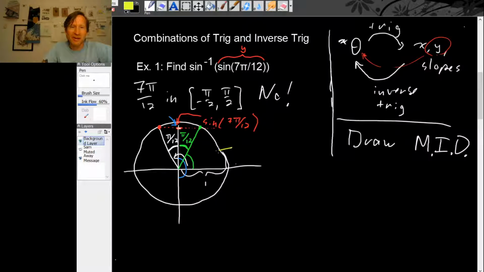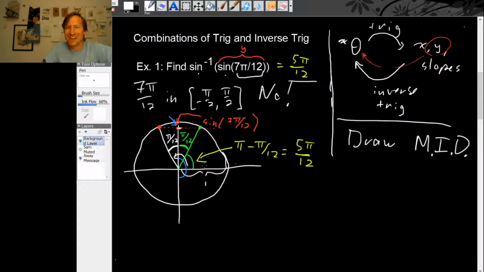But the angle that we want down here, it's a right angle minus pi over 12. So that's pi over 2 minus pi over 12. And that's 5 pi over 12. Okay, so this is 5 pi over 12. So the moral of the story here is that this angle, 7 pi over 12, sine turned it into a y coordinate, inverse sine turned it back into an angle. And we just had to be careful to get the right angle for this y coordinate.